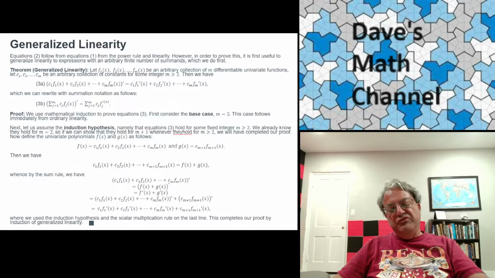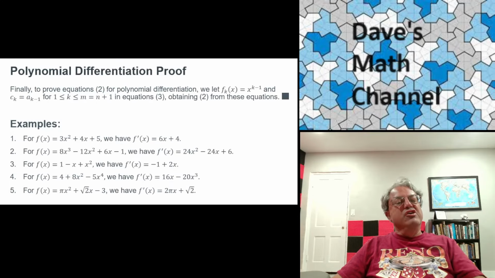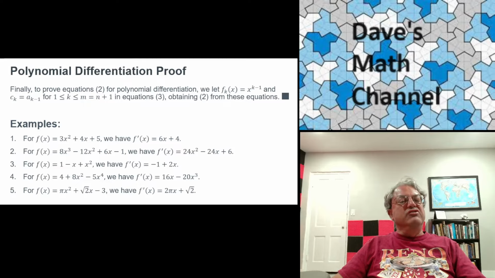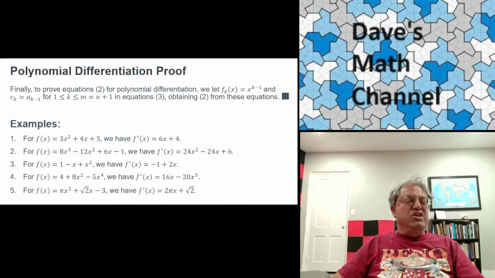That completes our proof. And we're not quite done, because I've just proved generalized linearity. Now we have to apply it to polynomials. At this point, it's pretty simple. All polynomials are is weighted sums of non-negative integer powers of x. So all we have to do here is relabel everything.